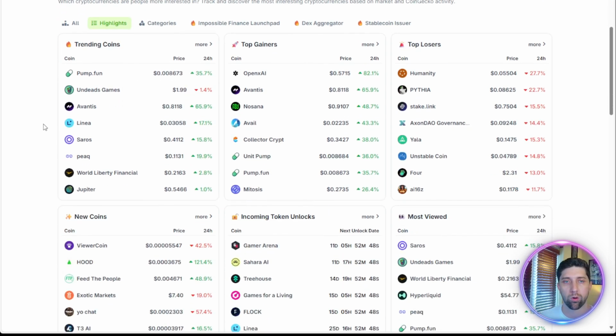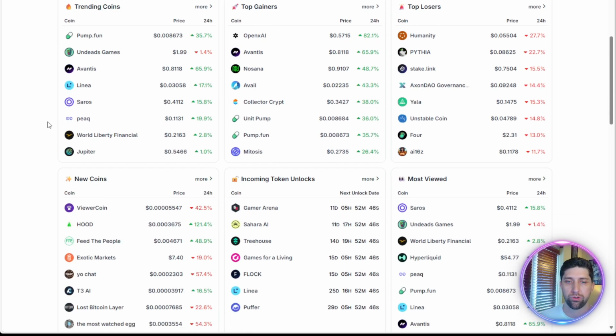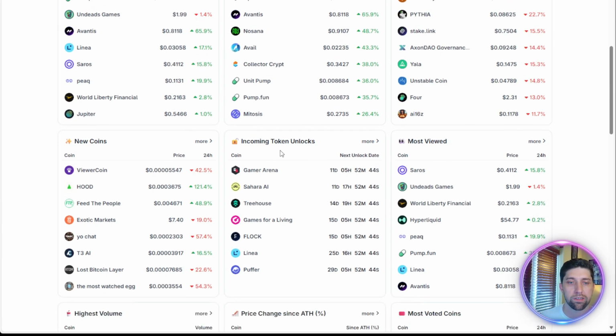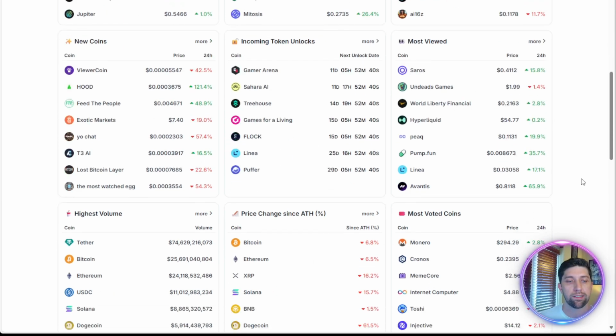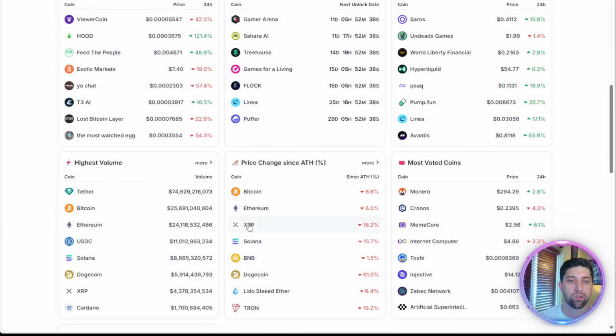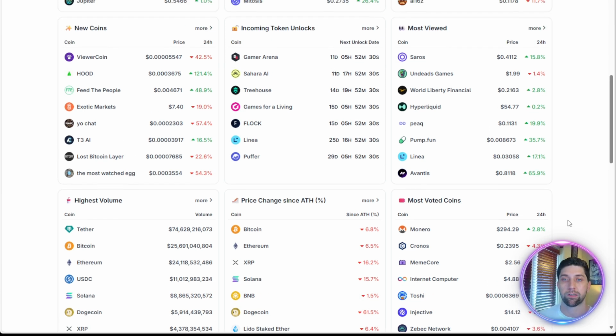And you can see trending coins, top gainers, top losers, new coins, new upcoming token unlocks. So you can be ahead of the curve, most viewed. This is going to give you a good idea of kind of what's going on market wide, where the volume is flowing in, where people are wanting to put their money, because market sentiment, especially from lower cap coins, is going to be very important.